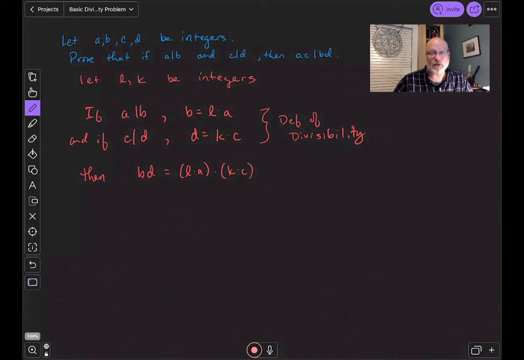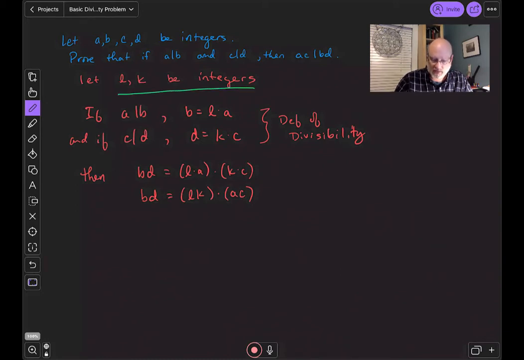The next step is we're going to use the fact that multiplication is both associative and commutative. So we can rearrange the multiplications and regroup them on the right-hand side. I'm going to rewrite the right-hand side as the product of L and K, times the product of A and C, and that all equals BD. Now you might notice we have L times K there. Well, L and K, as we said before, are both integers.